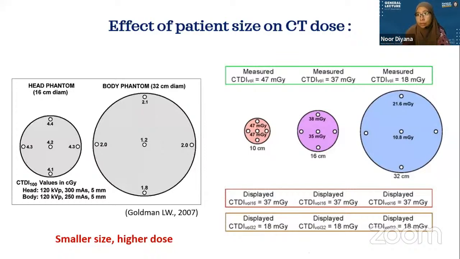So using a protocol which is larger than the actual size, it will underestimate. But using a smaller protocol, it will actually overestimate the dose. So this is very important, this is why we use SSDE, because our patients are not all 32 centimeter and not all 16 centimeter.